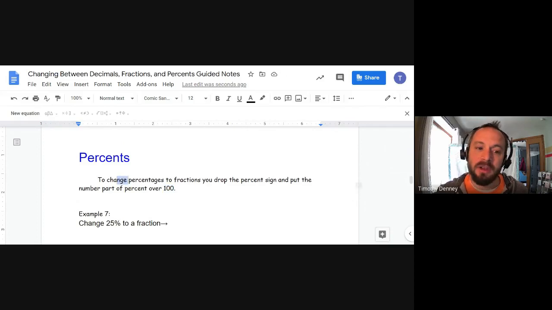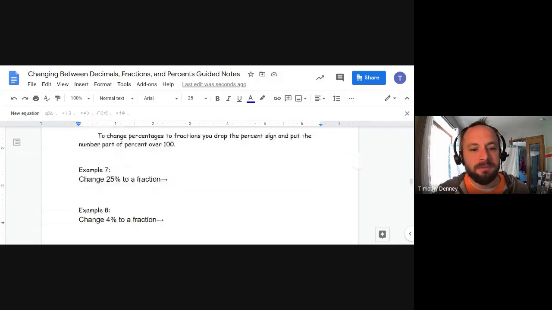That's why I'm saying to change percentages to fractions, you drop the percent sign and put the number part of the percent over 100. Because really percents are just a specialized fraction. They're comparing some number to 100. Okay, and 100 being the whole amount, everything that you could have.